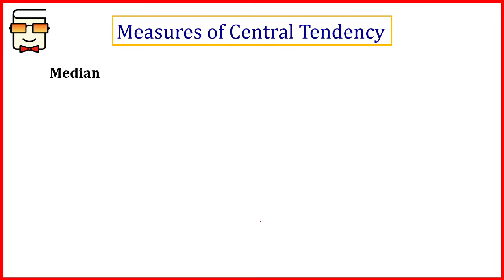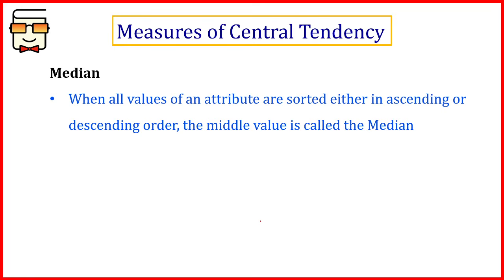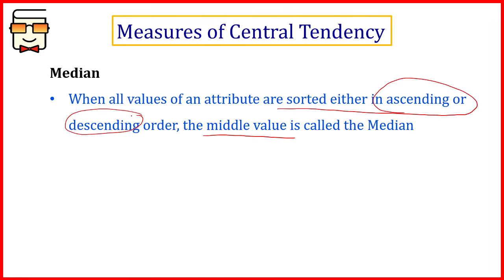Okay. Now next comes the median. Now what is the median? As the name suggests, median is that particular value which divides the data into equal halves. It is kind of the middle value when the values in the attribute are present in a sorted order. Now this sorted order can either be an ascending order or it can be a descending order.